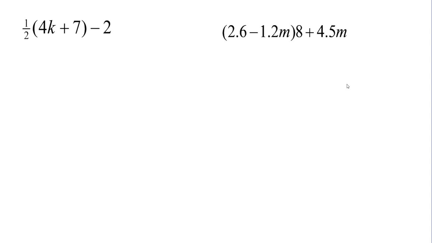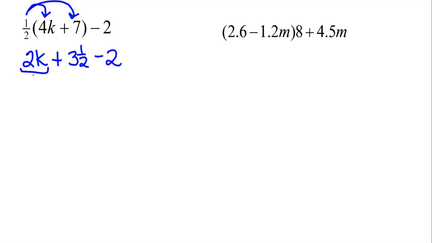Here's a couple more that contain some rational numbers besides integers. And we're going to do the same thing, but again, we have to just remember how we handle our fractions and decimals. I'm going to get rid of parentheses by using the distributive property. So 1/2 times 4k, well, 1/2 times 4 is 2. So this is 2k plus 1/2 times 7 is 3.5. And then the minus 2 is just going to get copied.